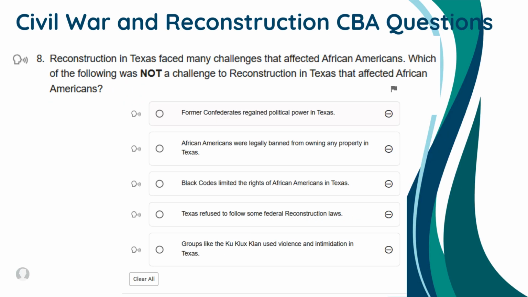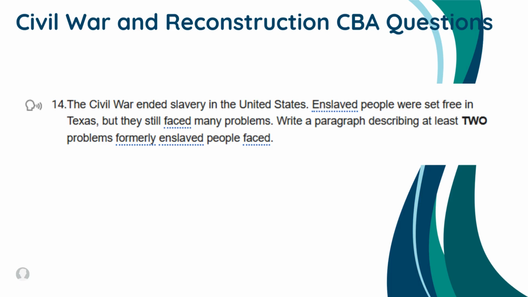Here, students have to select which one of these was not a challenge to Reconstruction in Texas that affected African Americans. And finally, we have a short constructed response where students have to write about at least two problems faced by formerly enslaved people in Texas.